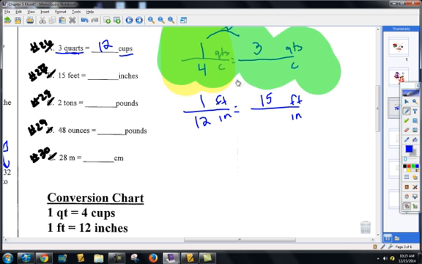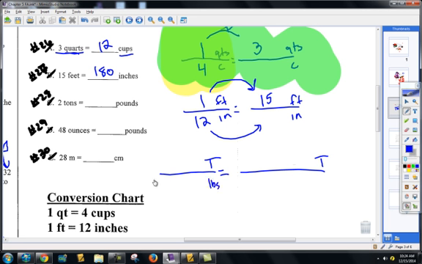So I want to know 15 feet times 15 times 15. That's going to be 180 inches. Again, you must have the proportion. Next one, I'm comparing tons, which is shown by a capital T, and then pounds is LBS. I know that 1 ton is 2,000 pounds. So if I want to know 2 tons, times 2, times 2 is going to give me 4,000 pounds.